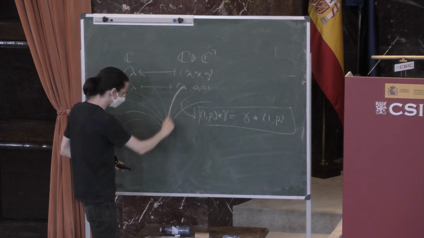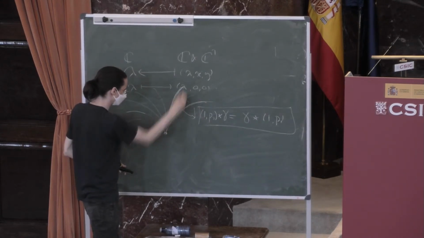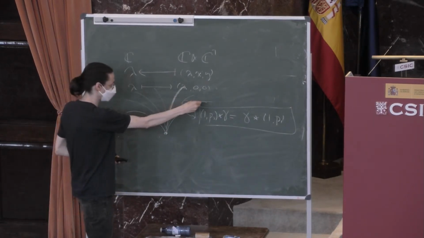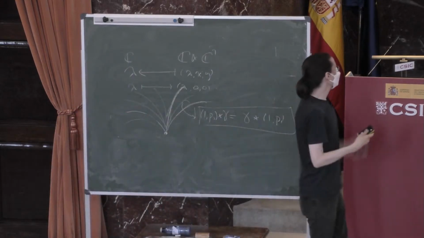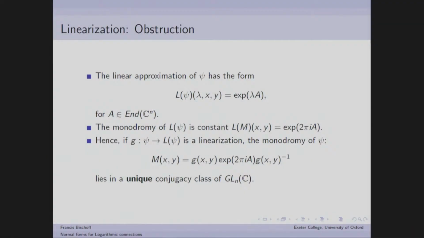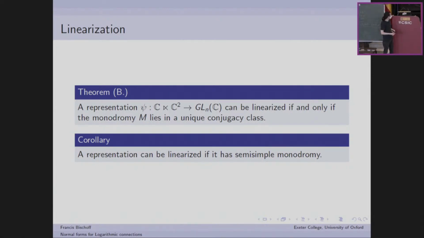But once it gets here, it will only go into the closure. And there's no reason why this one and this one will be in the same conjugacy class. They just have the property that their closures meet. And this turns out to be the only thing that obstructs linearizations. So a representation of this groupoid can be linearized if and only if the monodromy lies in a unique conjugacy class. So as you vary over the entire space, you just lie in a unique conjugacy class.